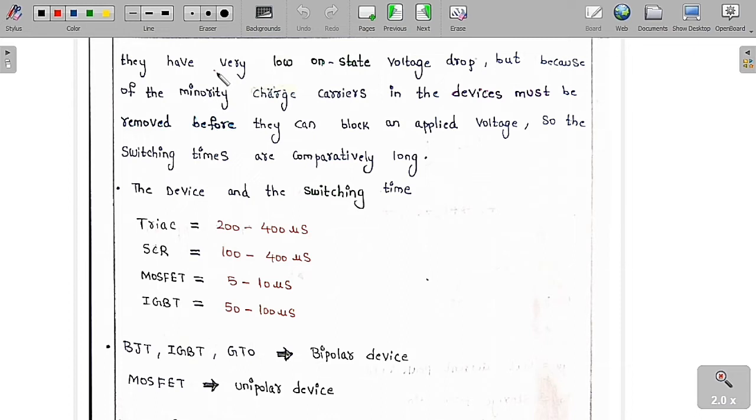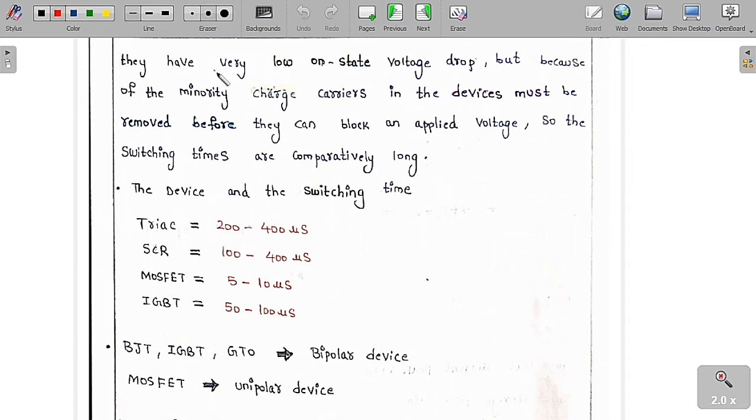But triacs and thyristors have very low on-state voltage drop. However, the minority charge carriers in the device must be removed before they can block the applied voltage, so the switching times are comparatively long.